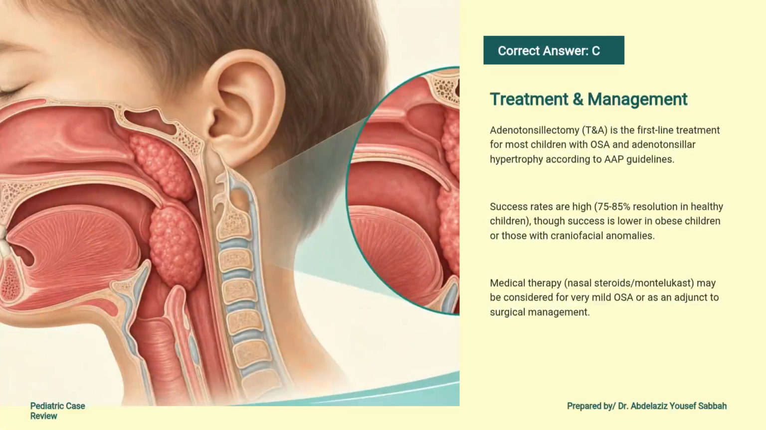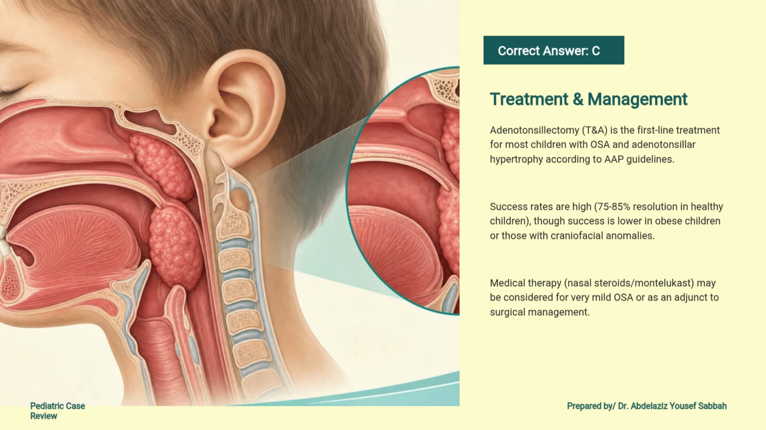The correct answer is option C, adenotonsillectomy. Adenotonsillectomy is the recommended first-line treatment for most otherwise healthy children with obstructive sleep apnea and adenotonsillar hypertrophy, according to American Academy of Pediatrics guidelines. Success rates are high, with roughly 75 to 85% of healthy children showing resolution of disease after surgery. Success is lower in obese children and in those with craniofacial anomalies or syndromes who often need additional therapy.